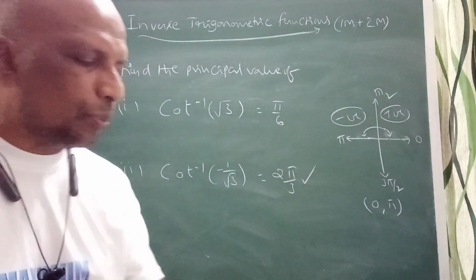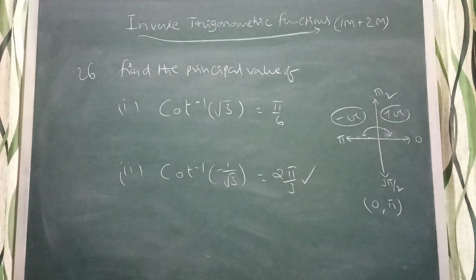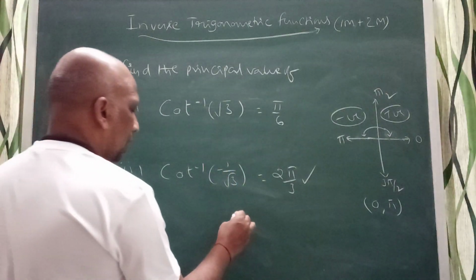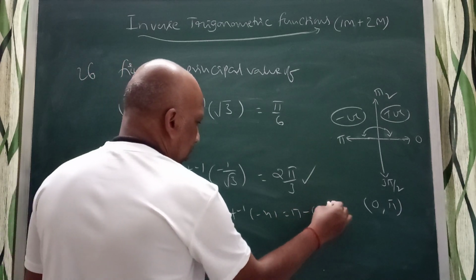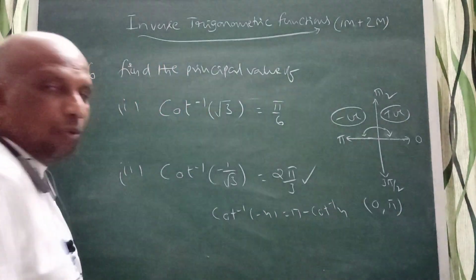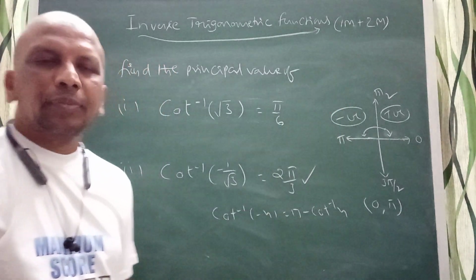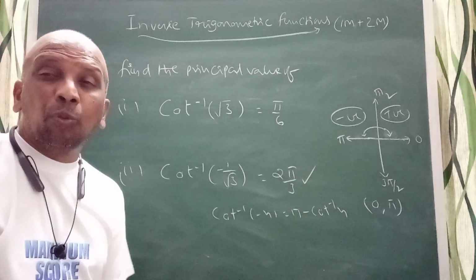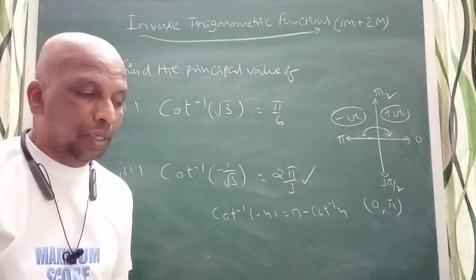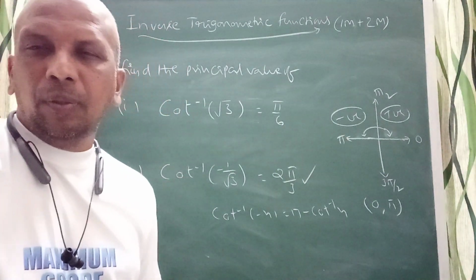You can use that concept also. So with this, we have completed this problem. Another way to do it is to use cot inverse of minus x equals pi minus cot inverse x, but here you can directly write 2 pi by 3. Now I will discuss the remaining two or three important problems, and with that I will complete this topic.